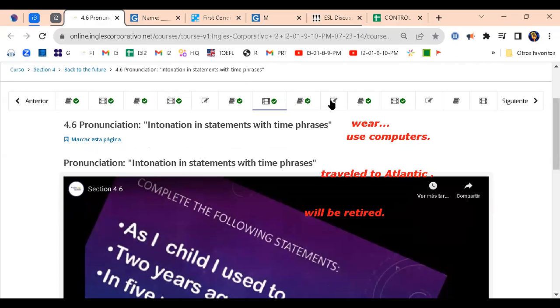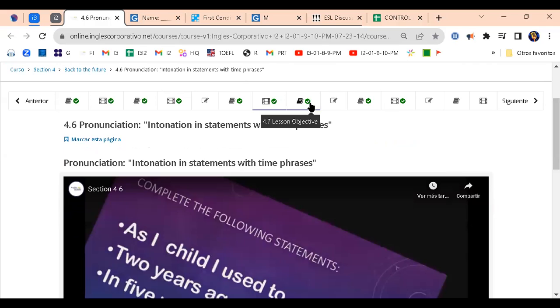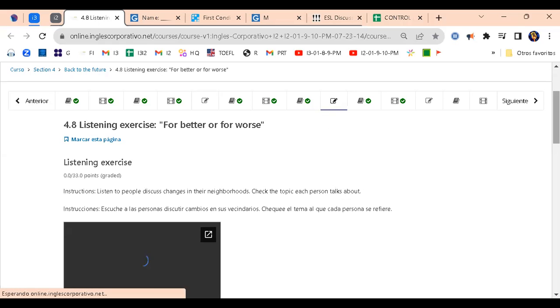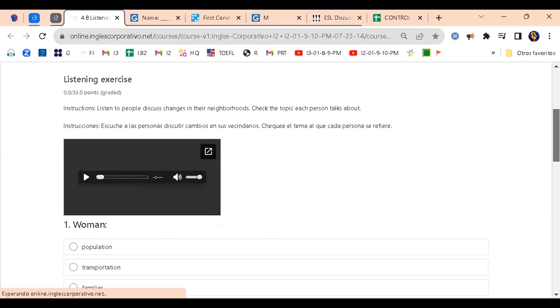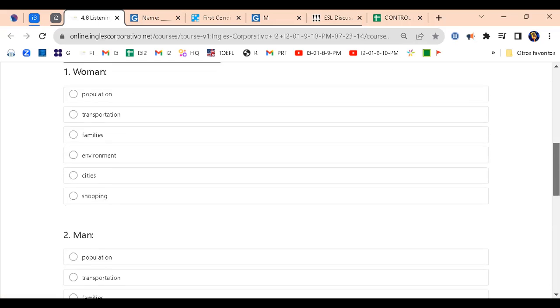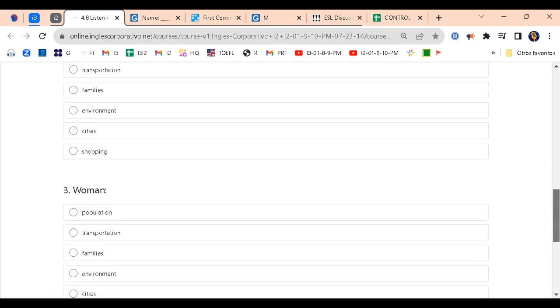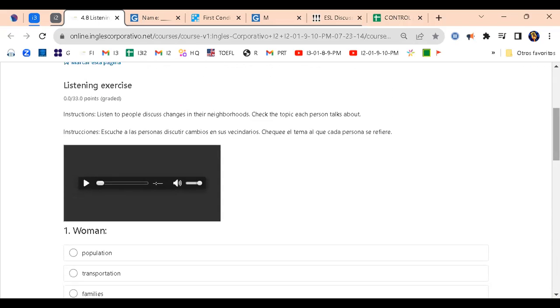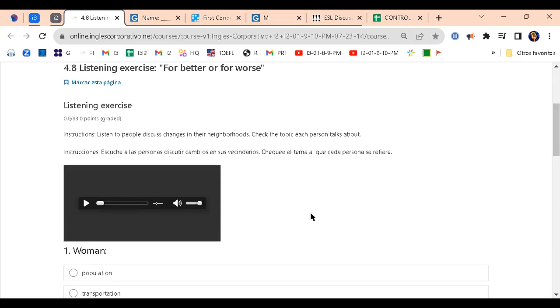Okay, so we'll continue with our second objective, which is, look at this one. In this class, you listen to an audio and make the exercises. As you listen, you'll develop skills in listening for main ideas. So I recommend you to take some notes, okay? We're going to be listening to a woman and a man. We're going to be checking what they say about the changes in their neighborhoods. Okay, you ready to take notes? Yes.